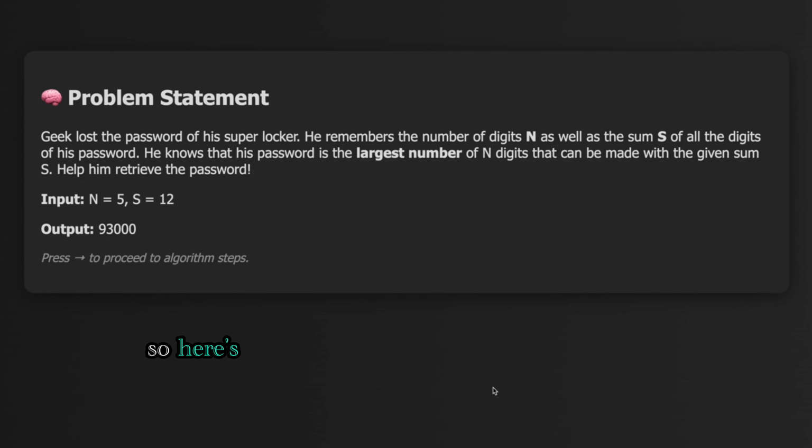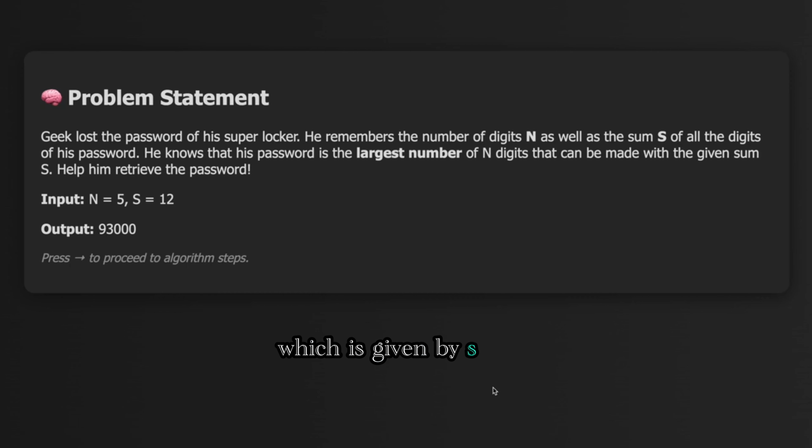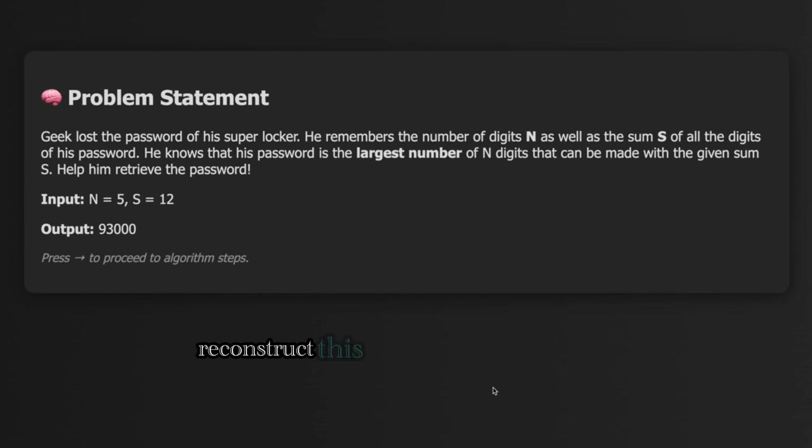Alright, so here's the problem statement for this question. There's a geek who has forgotten the password to his super locker. However, he remembers two things: the number of digits in the password, which is given by n, and the total sum of its digits, which is given by s. He also recalls that his password was the largest possible number of n digits with a digit sum of s. Now our task is basically to help this geek reconstruct this number.